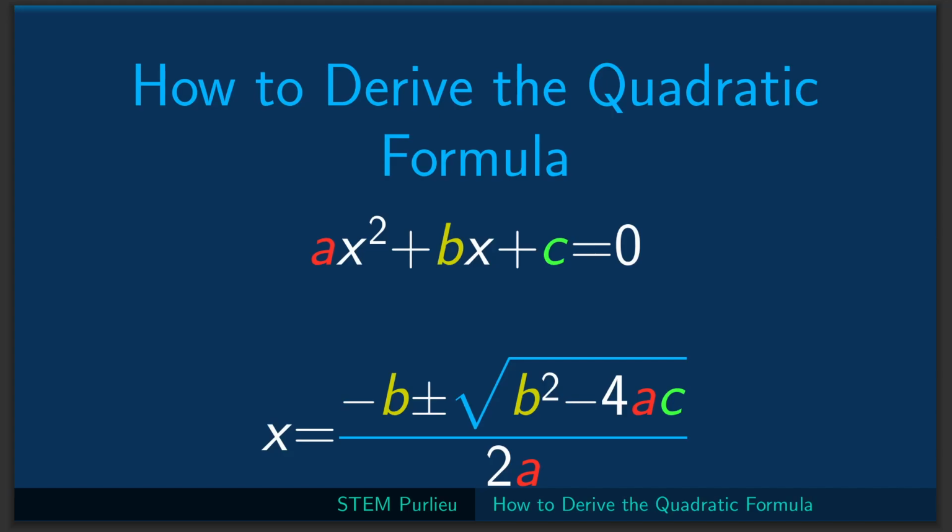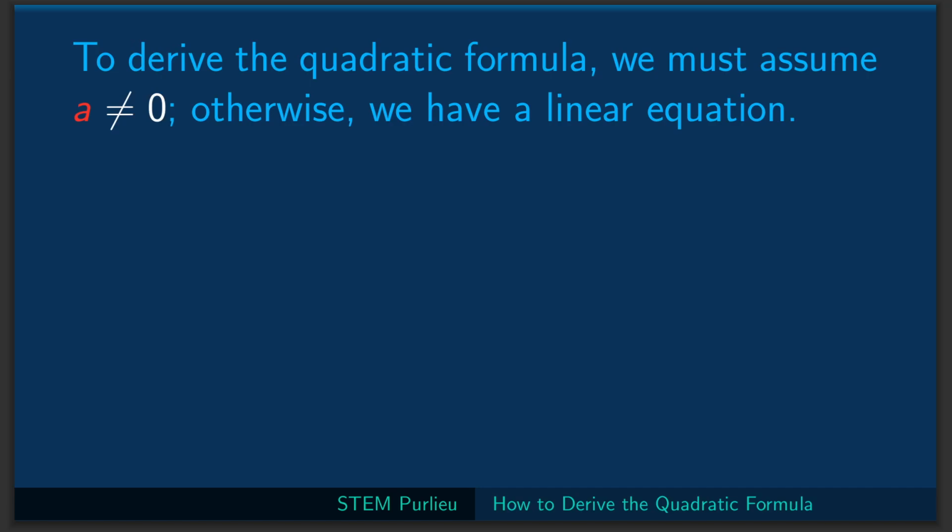In this video, we'll derive the quadratic formula. The quadratic formula solves the quadratic equation ax squared plus bx plus c equals 0. To derive the quadratic formula, we need to have a quadratic equation, and therefore a must not be equal to 0, or else we have a linear equation.